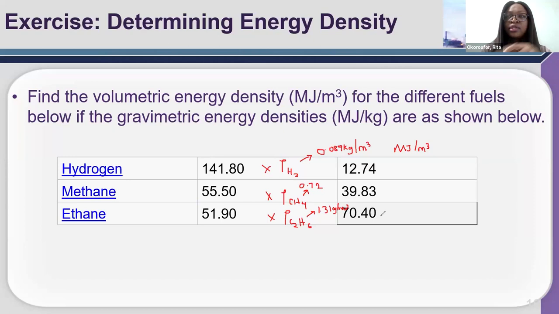you will need, first of all, a lot of volume to be able to get up to 1 megajoules. While for ethane, you will need less. Okay, so you need so much volume to be able to get 1 megajoules as compared to something like methane or even more for ethane. Okay.